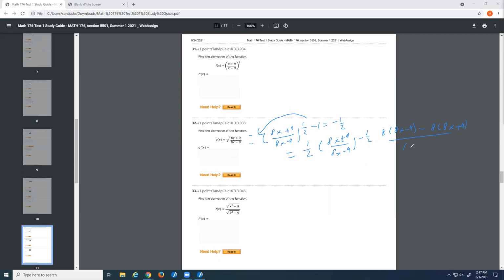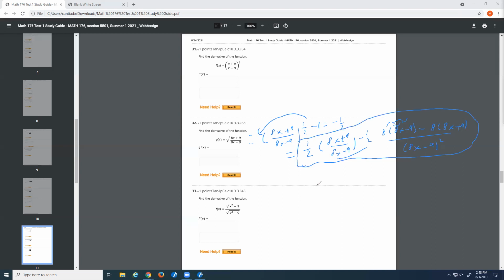All divided by the bottom squared, (8x - 9) all squared, like this. And for this, you could go through, multiply these 8s through, simplify that numerator, maybe move the (8x + 9)/(8x - 9) to the minus 1/2 to the denominator, and try and do some more simplification there. But I think at this point, the calculus is done, and it would just be a bunch of algebra.